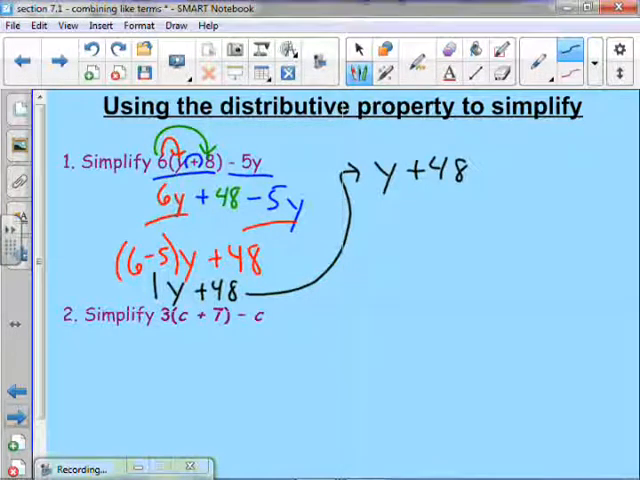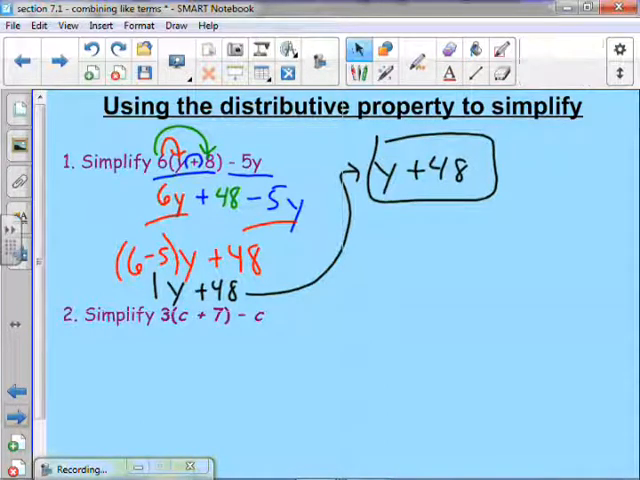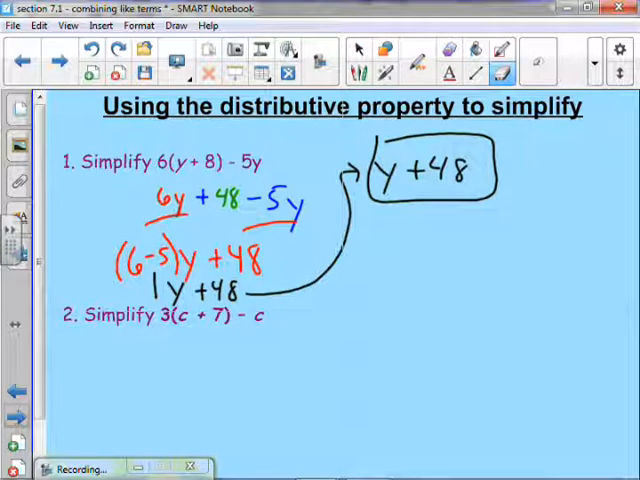So I have this y plus 48, and that is what's left of this whole complicated mess that I started with. Let's look at it again without these colors here. I had 6 times y plus 8 minus 5y. And all of that ugliness turned into y plus 48. That's why we need to know how to use the distributive property.